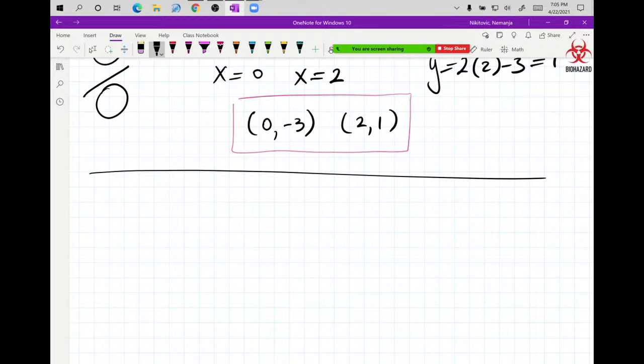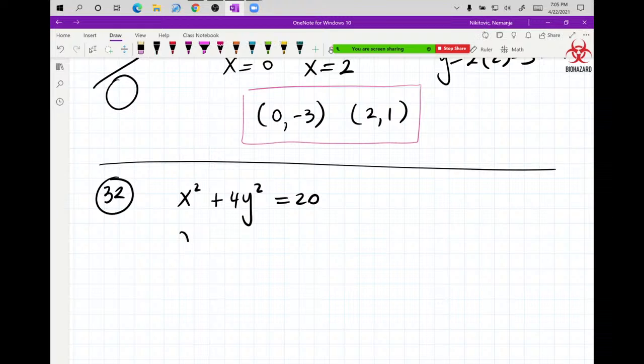Not 34, 32. 32. x squared plus 4y squared equals 20, and xy equals 4.